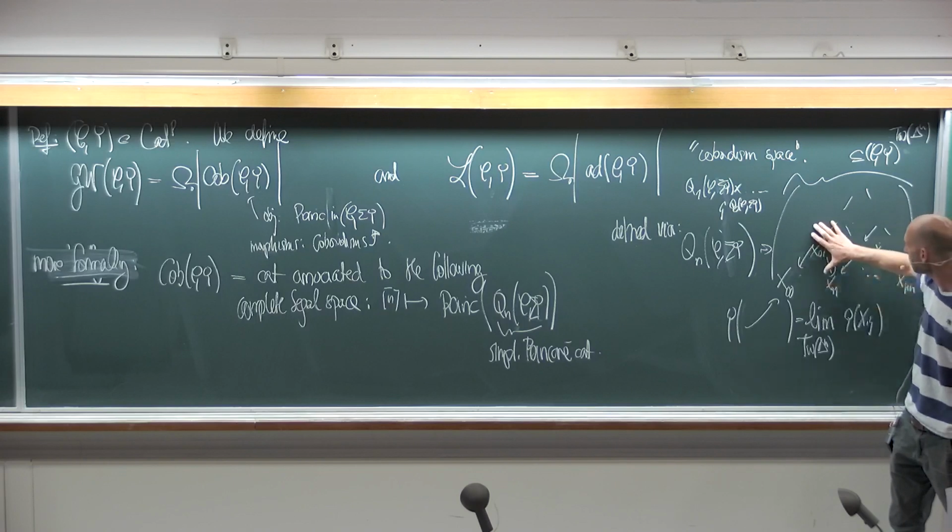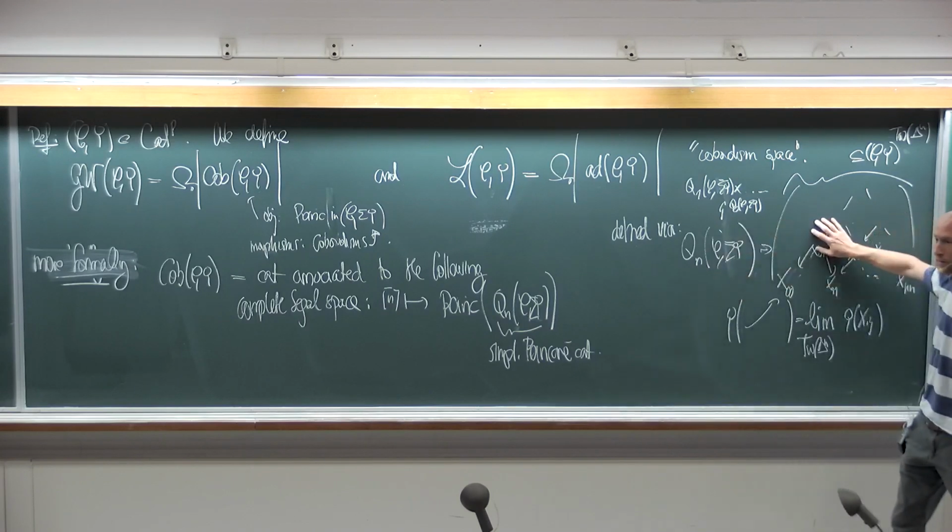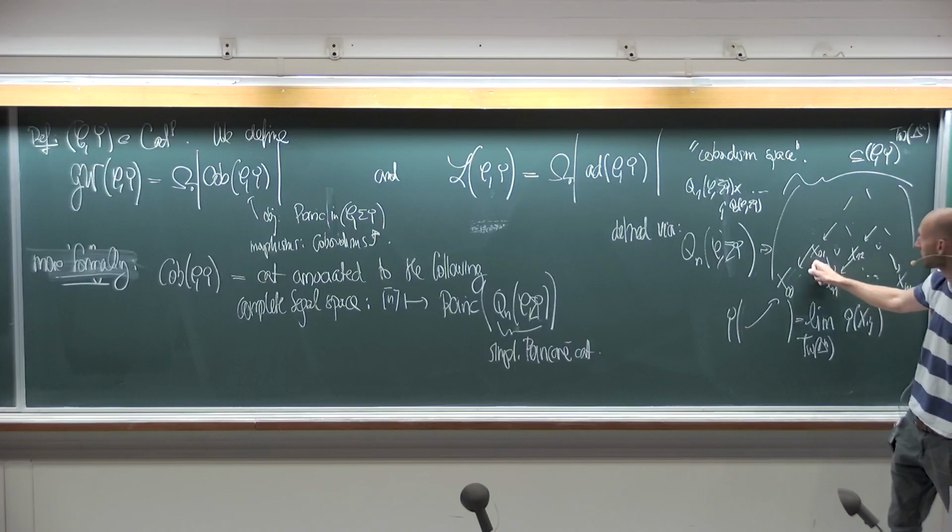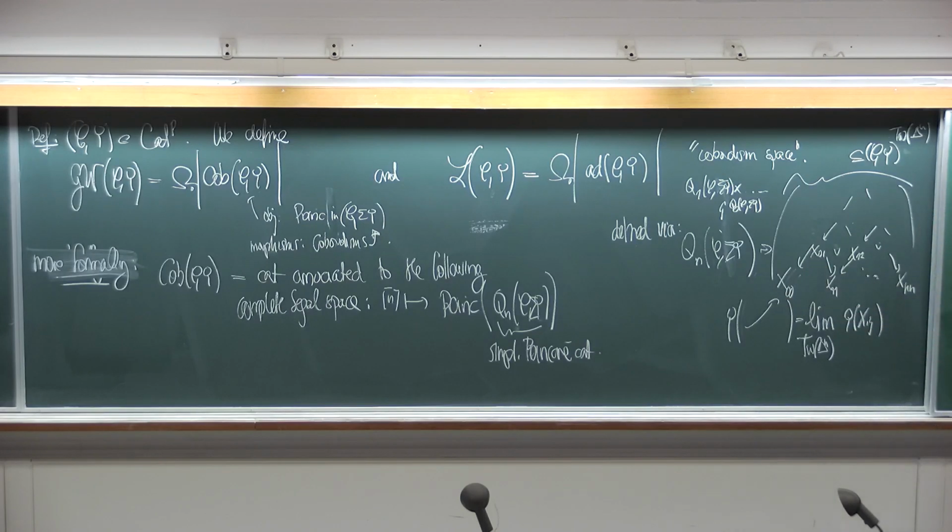Yes, I mean, if I do Q1, then I get the old Q1, and then a Poincaré object in here will say that this guy is a cobordism between the two. That's correct. That's right.